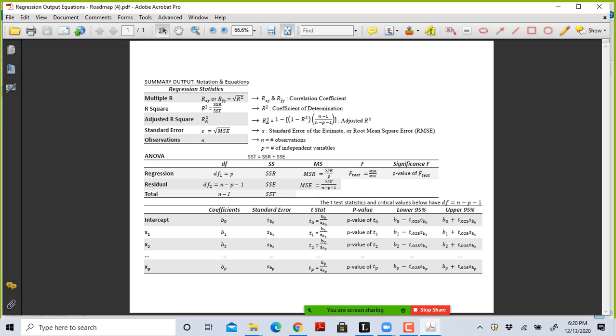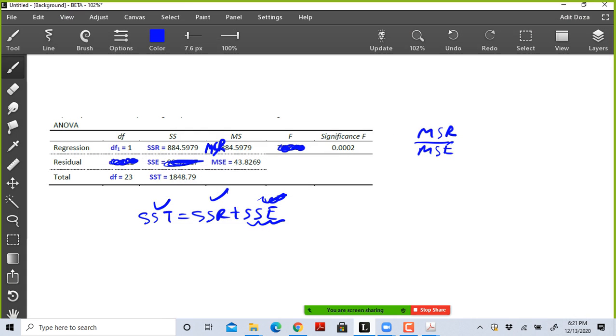Right? So MSR over MSE. All these formulas are important. Then what is MSR? SSR over P, SSE over N minus P minus 1. Or basically, you can say SSR over DF1, right?